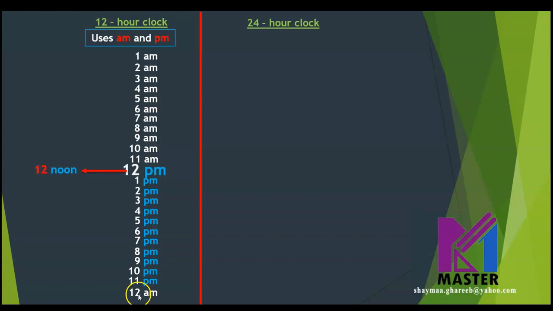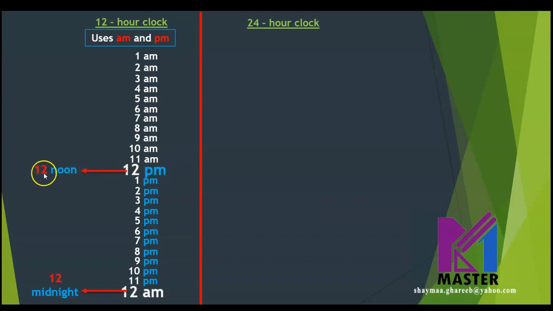Then what about this 12? The 12 that just comes after 11 p.m. is 12 midnight. So when we reach 12 midnight, it means 12 a.m. It's the beginning of the a.m. period. So now we know that the a.m. starts at 12 midnight, which is 12 a.m. And the p.m. starts at 12 noon, which is 12 p.m.